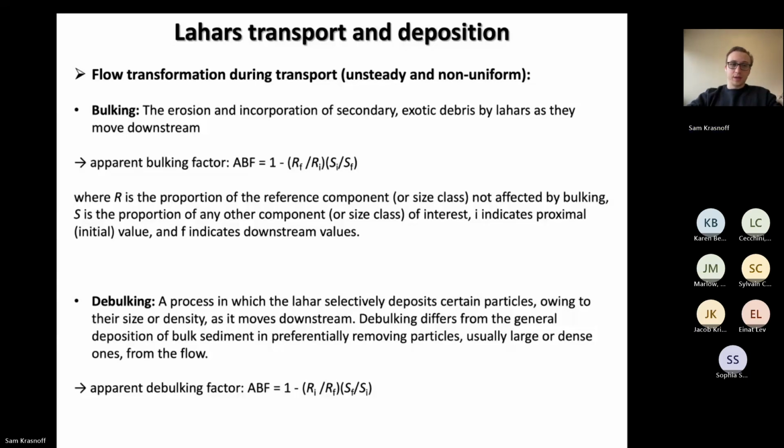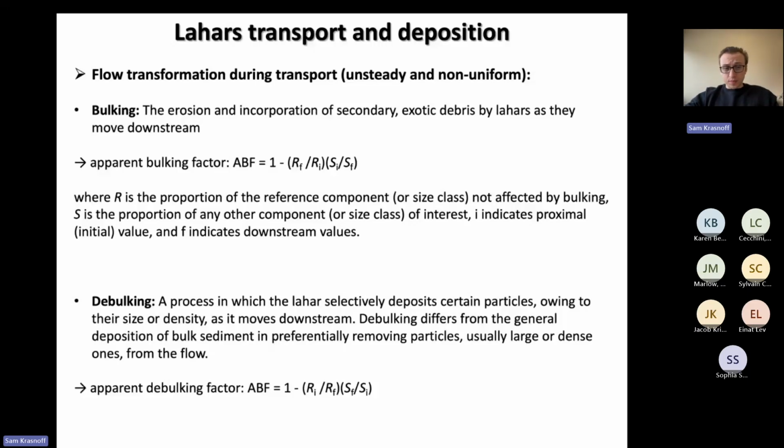So there tends to be a lot of bulking, which is the erosion and incorporation of secondary debris from lahars as they move and grow downstream. We can skip the bulking factor for now, but there's also the inverse, debulking, where the lahars start to deposit certain particles due to their size or density as it moves downstream.